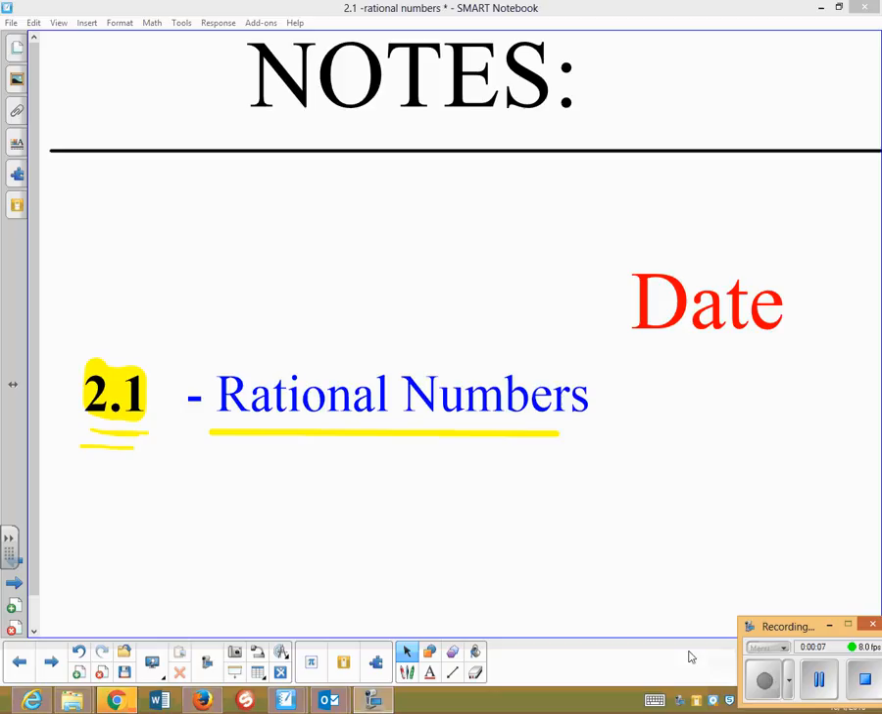Don't forget our heading for our notes. You need to have the lesson number and the title of today's lesson, which is on rational numbers. Also, please make sure you always date your notes and highlight your title. Okay, let's go ahead and begin.